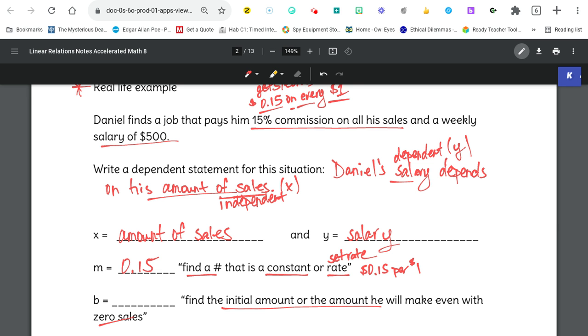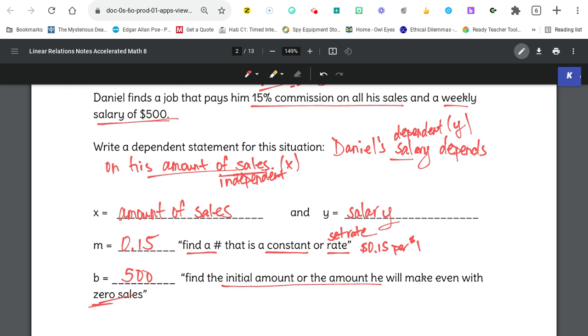Class, y'all listening? If Daniel doesn't sell $1 or a penny, nothing, he sells no merchandise, is he guaranteed any money? Sure. Okay. What is Daniel guaranteed even if he doesn't sell a thing? Well, he gets a weekly salary of $500. So 500 is the B. Okay. That's even with 0 sales.